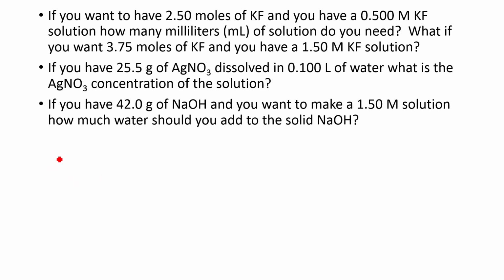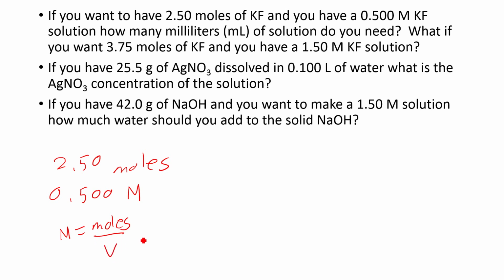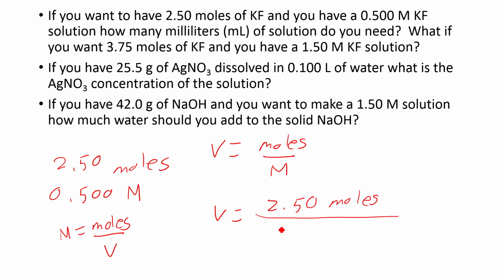So for here, we know we have 2.50 moles, and it is 0.500 molar. So if you remember right, for our molarity equals moles over volume, we can also rearrange that so that V equals moles over big M. So we get the volume would be 2.50 moles divided by 0.500, and it's still moles over liters.